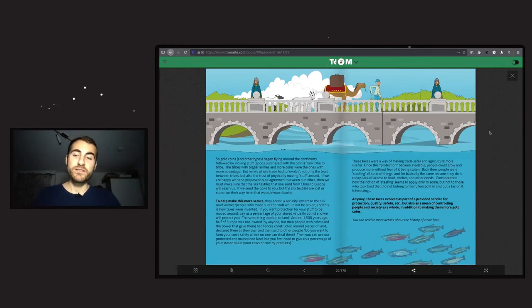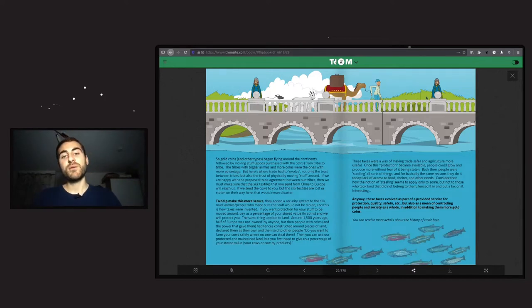So yeah, gold coins and other types began flying around the continents, followed by moving stuff, goods purchased with the coins from tribe to tribe. The tribes with bigger armies and more coins were the ones with more advantage. But here's where trade had to evolve, not only the trust between tribes, but also the trust of physically moving stuff around. For example, if China sends silk to Europe, they want to make sure that this silk is getting to Europe safely and will arrive there safely.